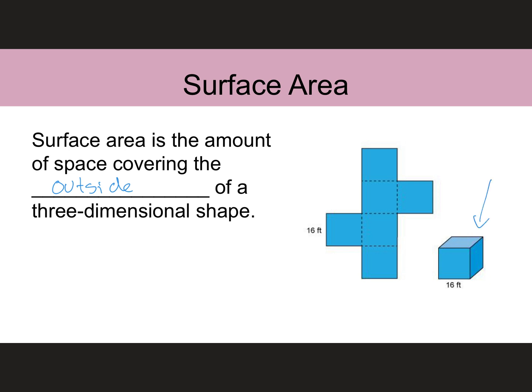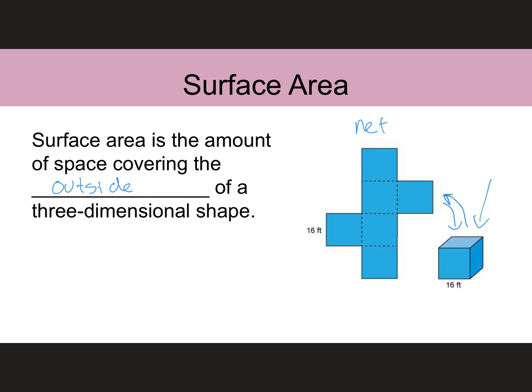So if we take a look over here, we have a three-dimensional shape, a cube. Every side is 16. Now if I unfolded that, I would create what's called a net, where all of these pieces together, if I folded them, I would be able to create this 3D shape. So these two are both representations of the same shape. Now a net is very helpful in finding surface area.